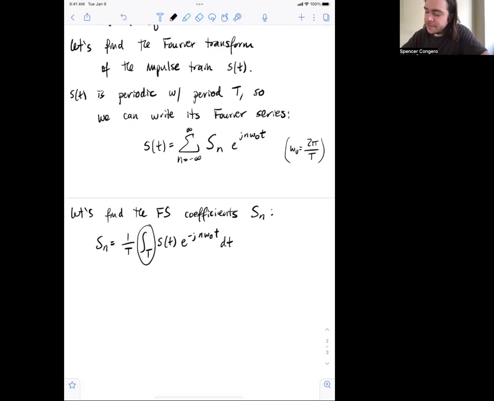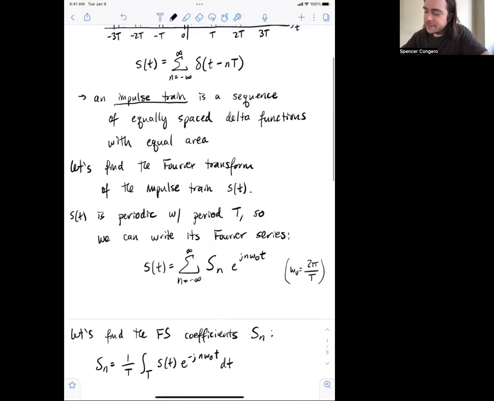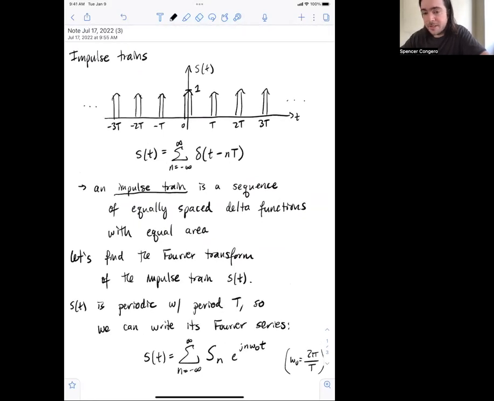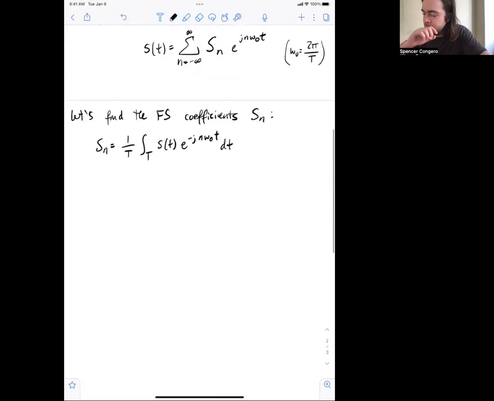Okay, so now what can we do? Well, we have to pick where we're going to integrate. We have to integrate over a period. What would be a nice period to integrate over? Well, I think just a really simple period from maybe negative T over 2 to T over 2 would be really nice, because then we just have that one perfect delta function centered at 0, and that's all we have to worry about. So I'm just going to take that period, but of course, many others work as well.